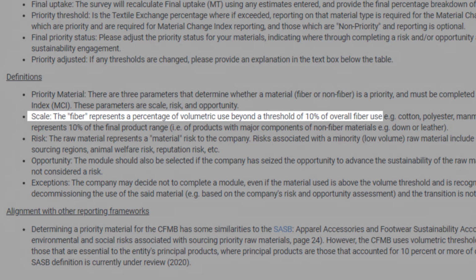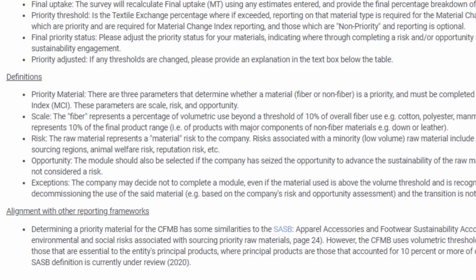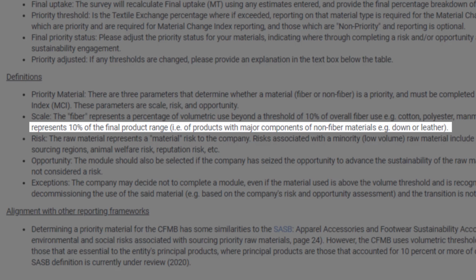Scale means that the fiber represents a percentage of volumetric use beyond a threshold of 10% of overall fiber use. Or, in the case of non-fibers, it represents 10% of the final product range, i.e., by count of products with major components of non-fiber materials, like down and leather.